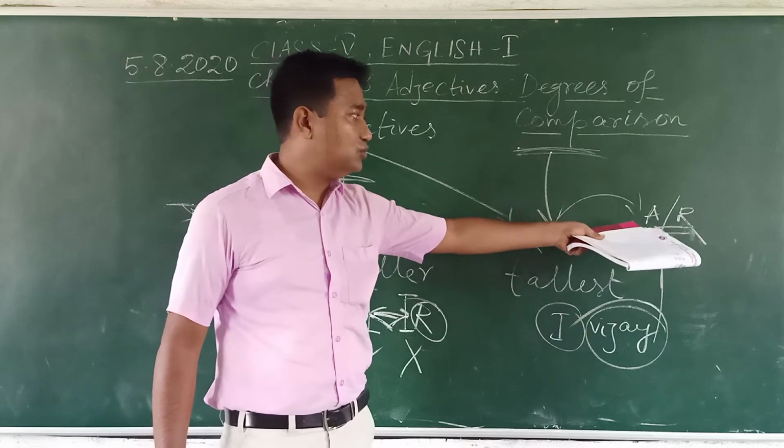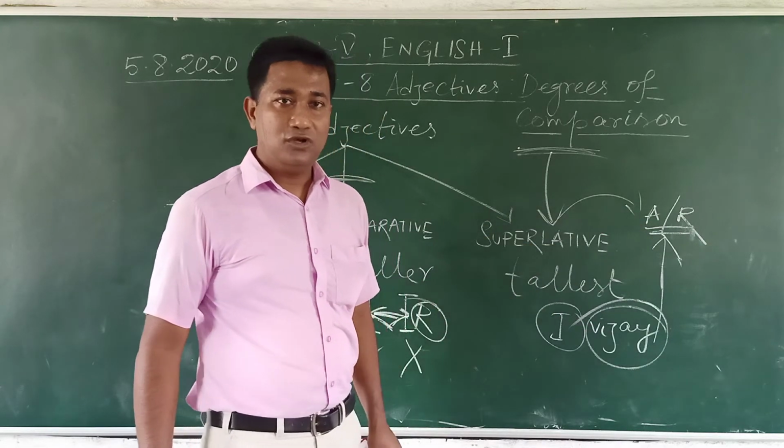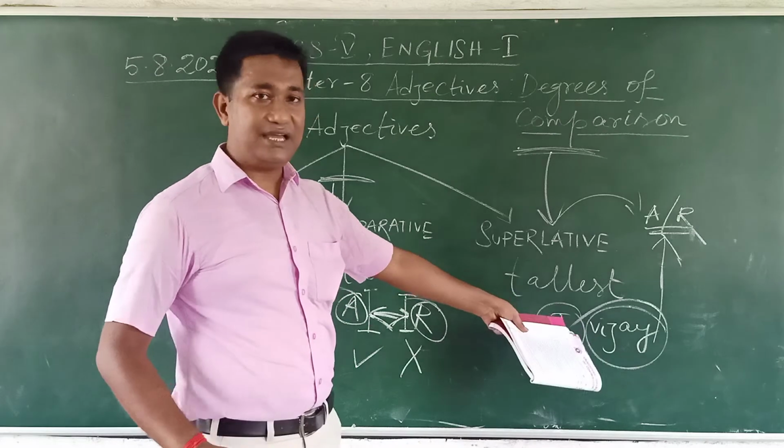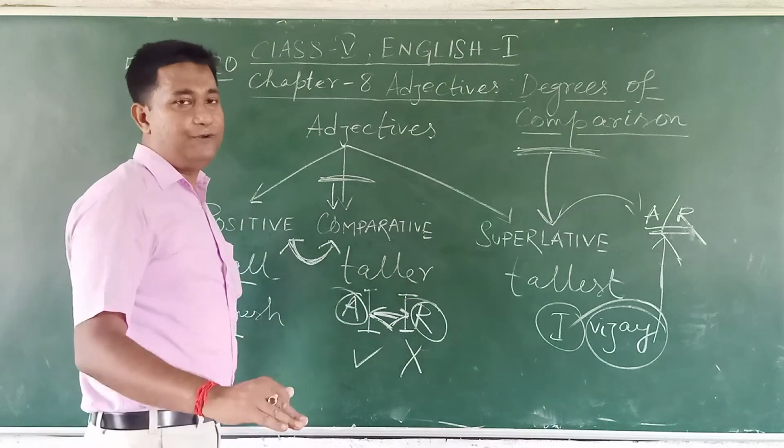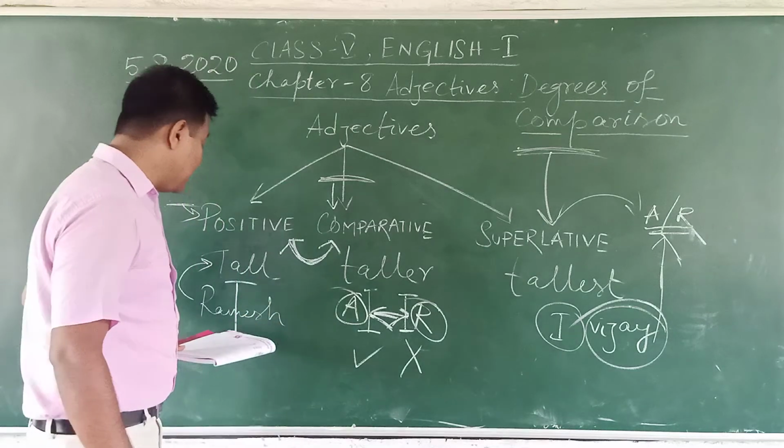Among these three, Atul, Ramesh and our Vijay, who is the tallest one? Vijay. Who is the second one in order? Atul. And who is the shortest in height? That is our Ramesh.